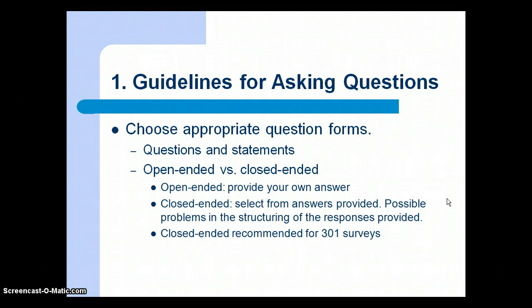So, when making your survey, you need to write closed-ended questions. Not open-ended. Open-ended questions are where you provide your own answer. A lot of you had open-ended questions in the surveys you did for Project 1 where you had to type in the answer. So no attributes were given. You had to provide the answer. Closed-ended questions are where there are attributes, there are answer choices given, and whoever's taking the survey selects from the answers provided.